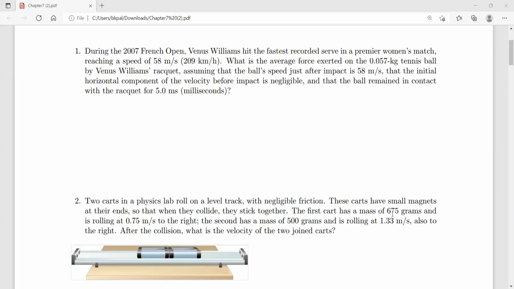All right, so let's start. Today we are going to solve some of the problems from chapter 7, and it's about linear momentum. Okay, so this is the first problem. Let's start with this one.